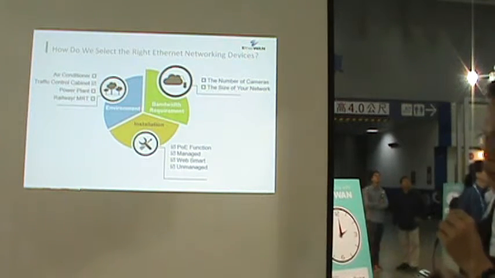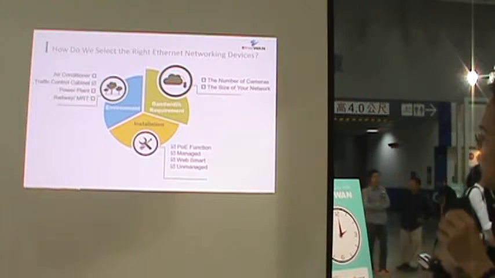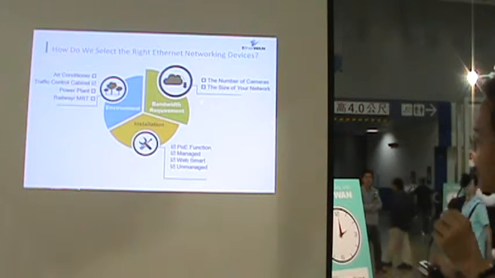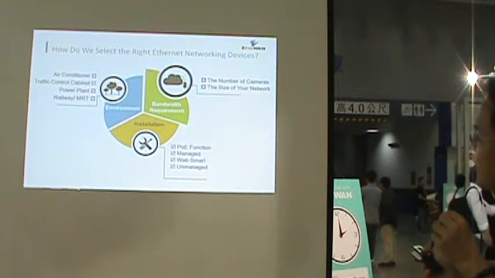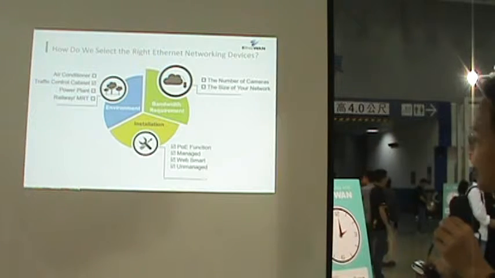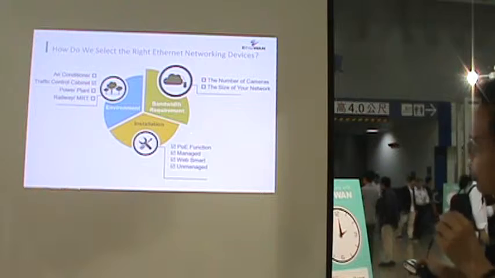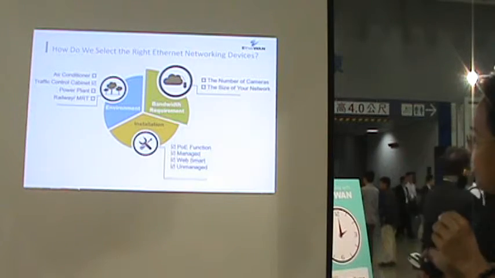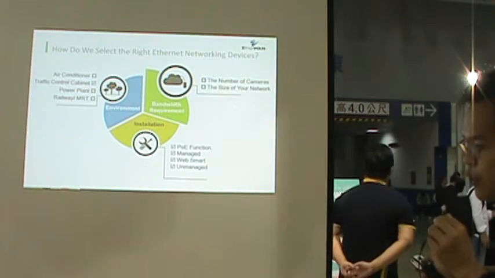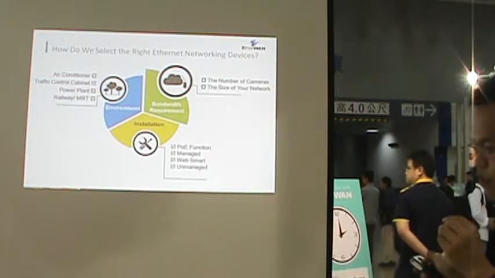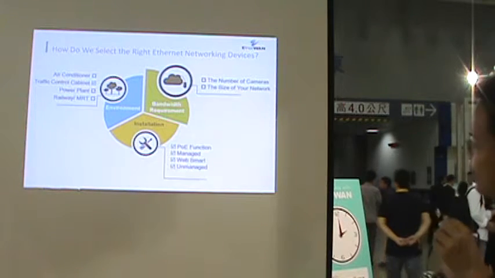Next, bandwidth requirements. It depends on the number of cameras we have and the size of your network. You can use an online calculator to calculate the bandwidth of each camera. There are a couple of calculators, such as the Axis calculator, that give you the option to select the compression codec, frame rate per second and type of resolution that you want in order to calculate the bandwidth.